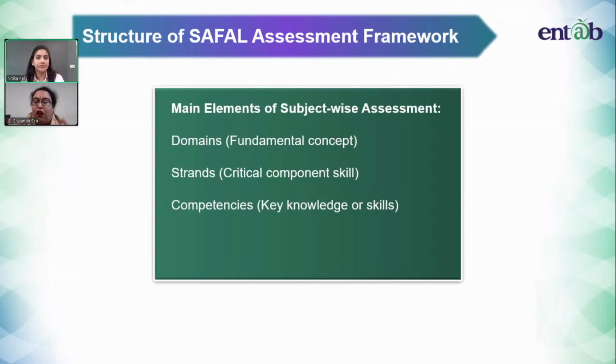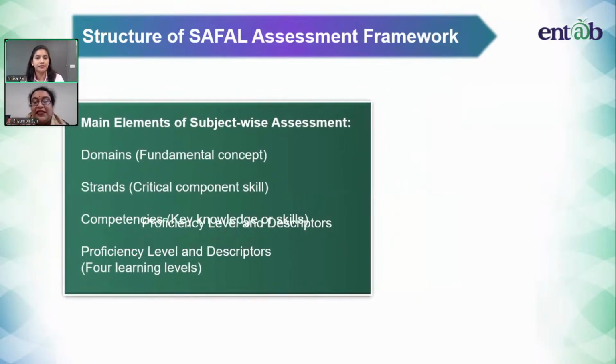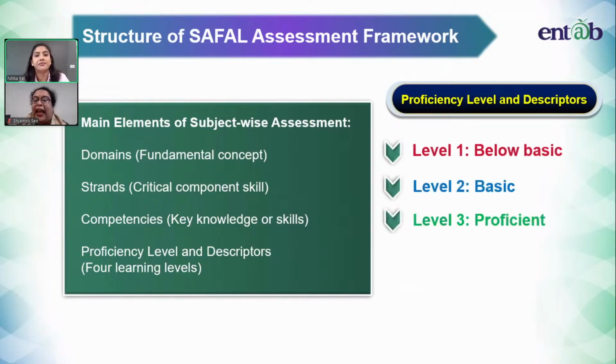Each question falling under a domain, strand, and competency is then aligned to a certain level, that is, whether it is easy, moderate, or difficult. Now, SAFAL calls this the proficiency levels, and these are of four types: below basic, basic, proficient, and advanced. Well, proficiency levels help us understand how well a student is learning. Let us understand this with an example.